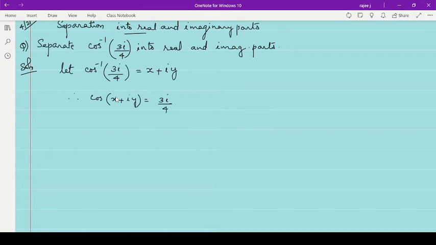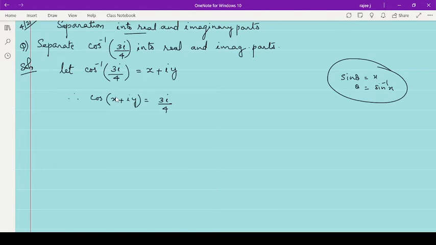A simple thing: if sin theta is equal to x or cos theta is equal to x, then theta equals sin inverse x. The same way, if cos inverse of this is equal to x plus iy, therefore cos of x plus iy is 3i by 4. Now we have to expand this using the cos of a plus b formula. Like in trigonometry, you had cos a plus b, cos a minus b, tan a plus b, all those formulas. Here also we have all those formulas. Almost the same, only there will be a little change in the sign.